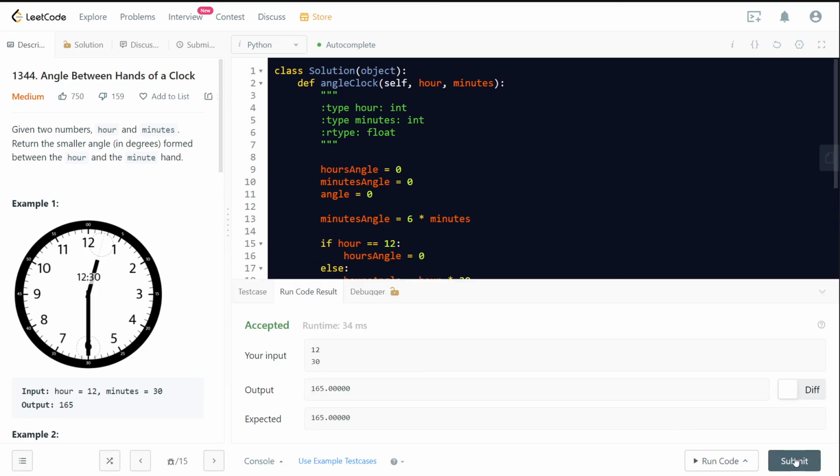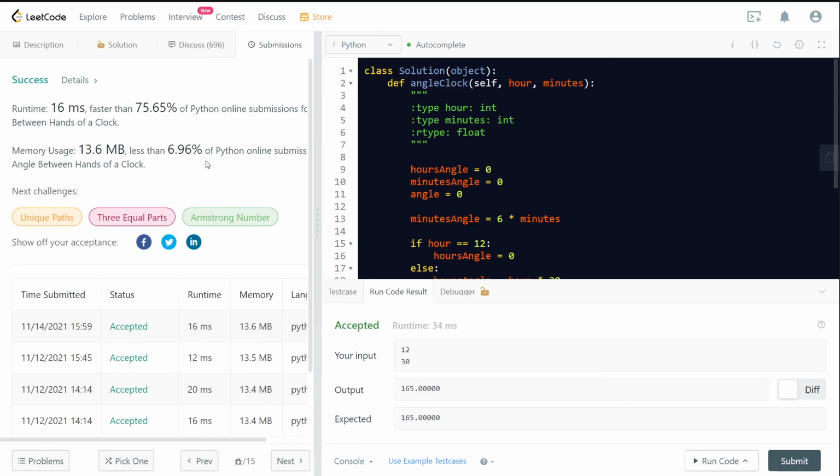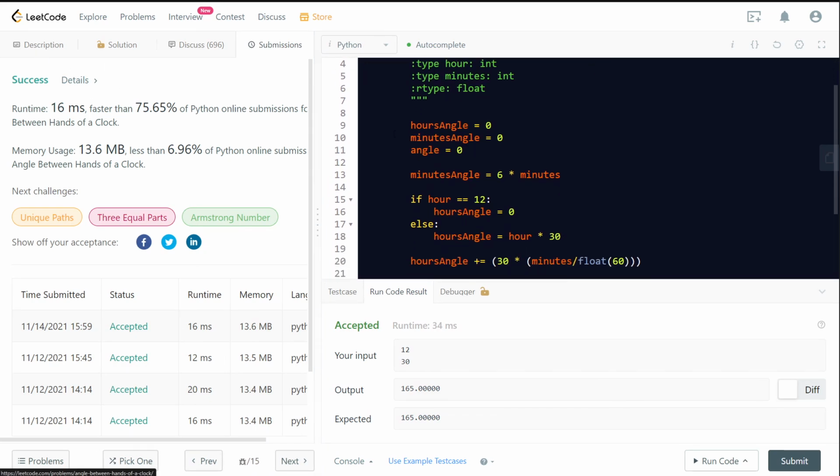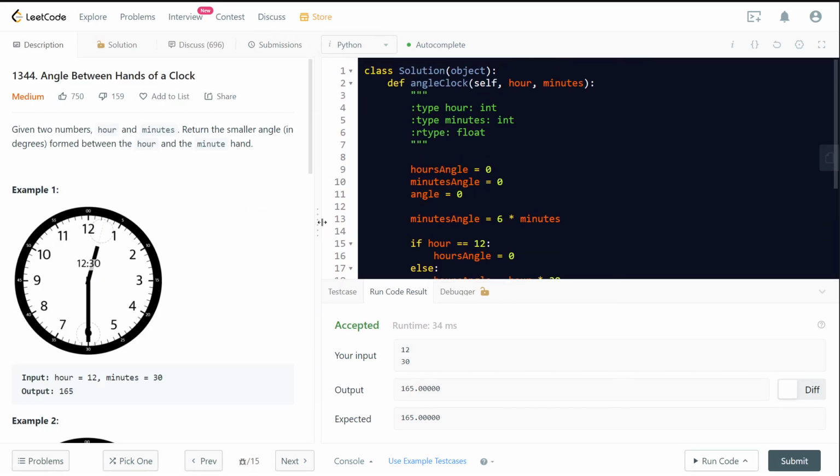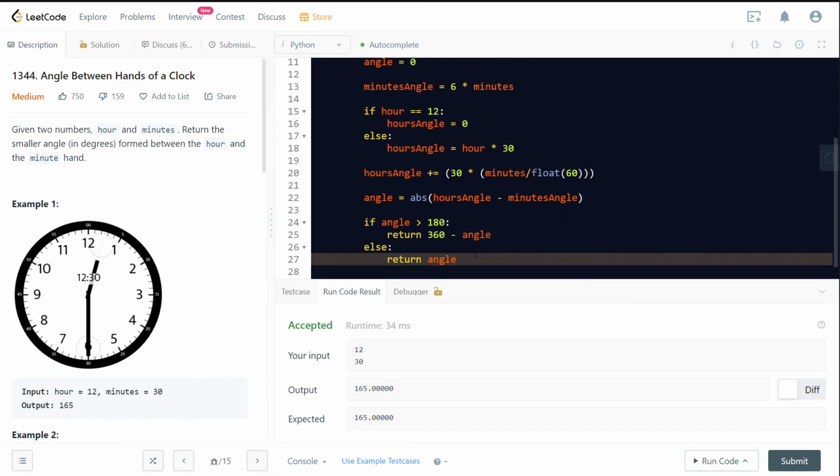Let's run the code. All right, let's submit. Okay, looks good. So hopefully this has been a good question for understanding a more easy medium problem and possibly understanding some math concepts and breaking down those math concepts to help us solve a problem.